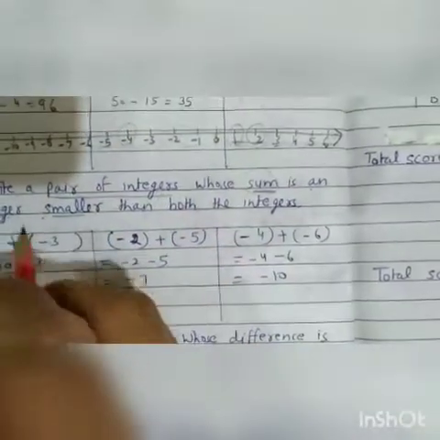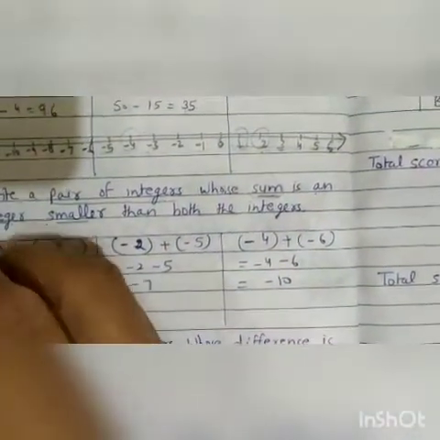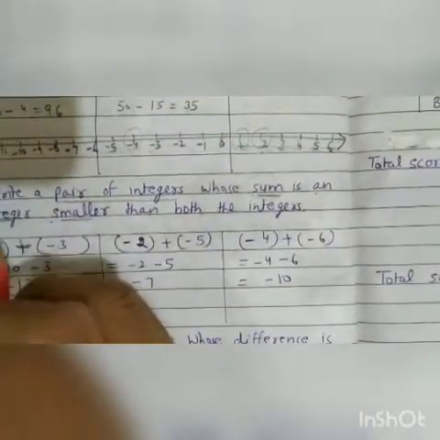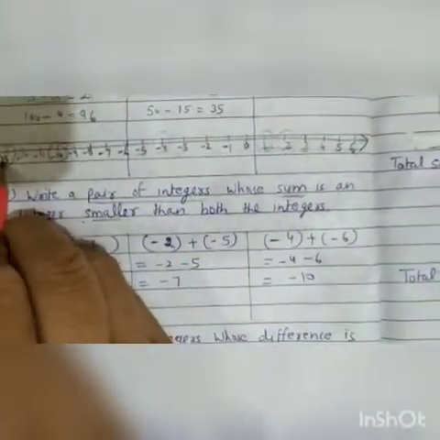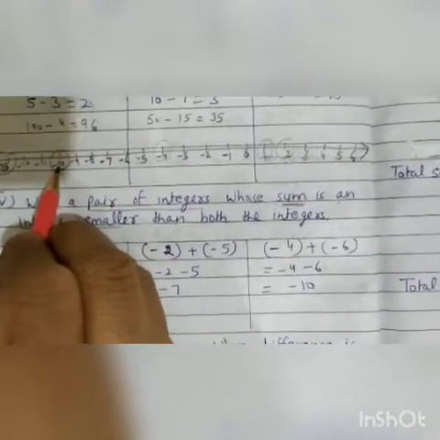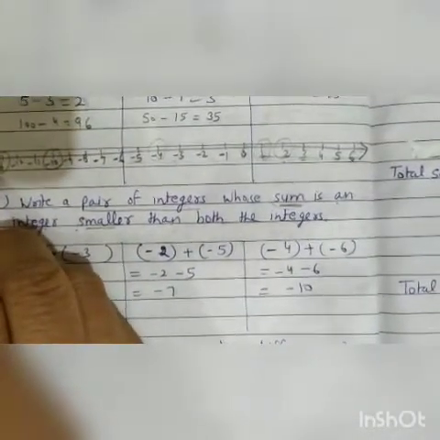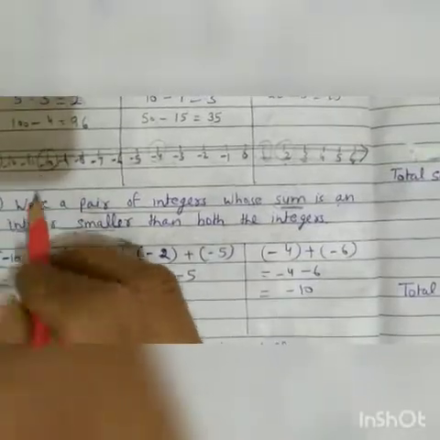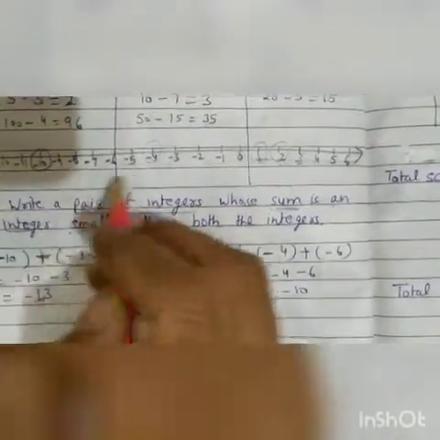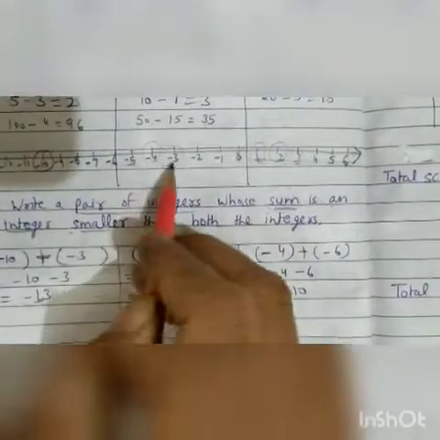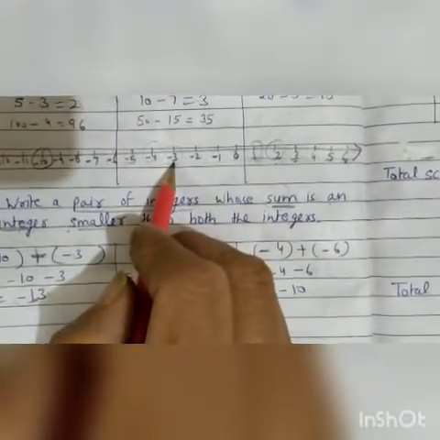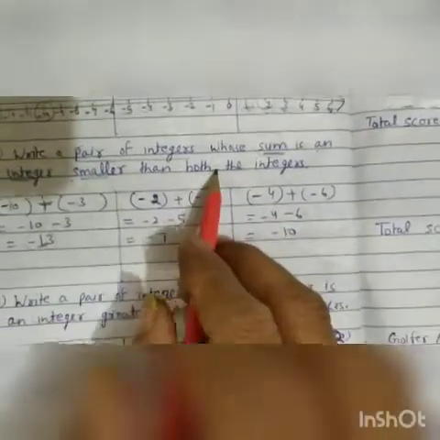So if we see, this is minus 13. Minus 13 is here. And minus 10 is here. See, minus 13 is left side to the minus 10. So minus 13 is smaller than minus 10. And minus 13 is also to the left side of this minus 3. So minus 13 is also smaller than minus 3. So this is the condition of our question.